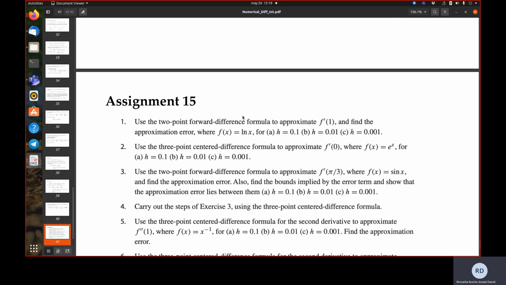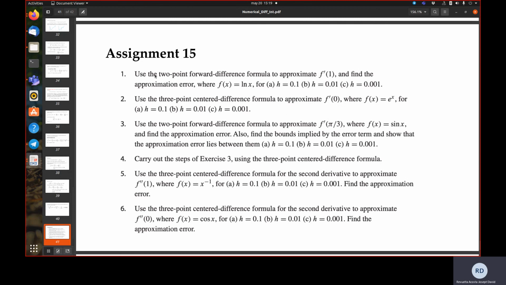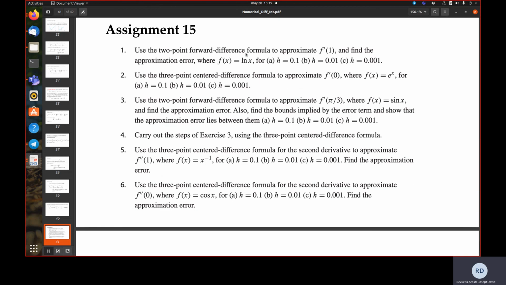And then finally we have assignment 15, which is actually what we already know as the 2-point forward differences, and then the 3-point center differences. And then for the second derivative, we have 2 more examples. This is what we saw in the first part of the class.